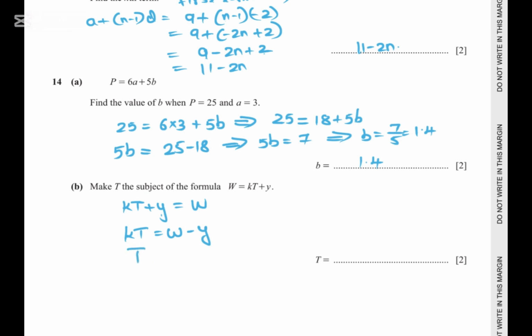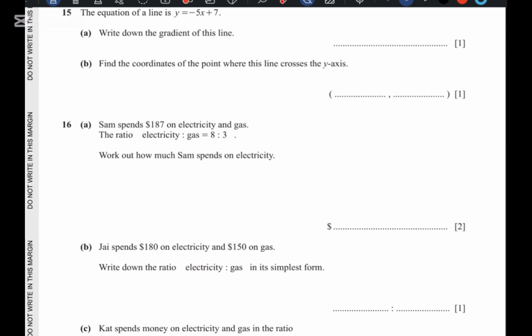Now keeping t on the left hand side, bring k now, because it is multiplied there, it gets divided. So the answer is w minus y by k. Question number 15. The equation of a line is y is equal to minus 5x plus 7. This is the equation of the line. Write down the gradient of this line.